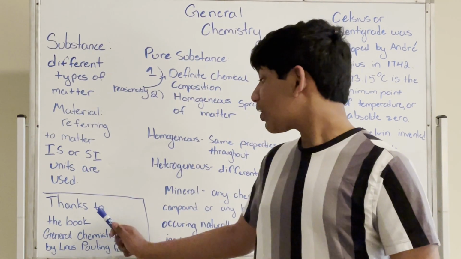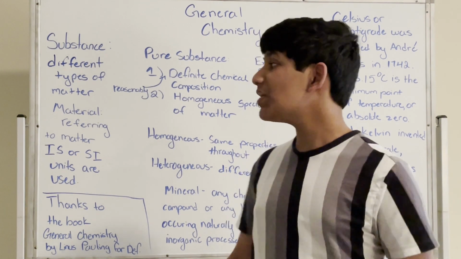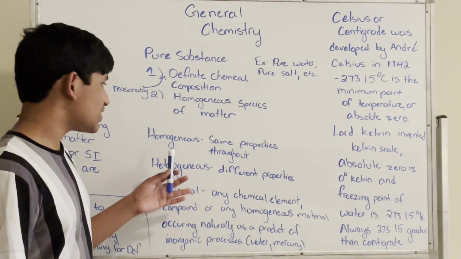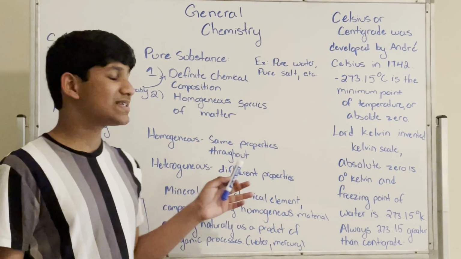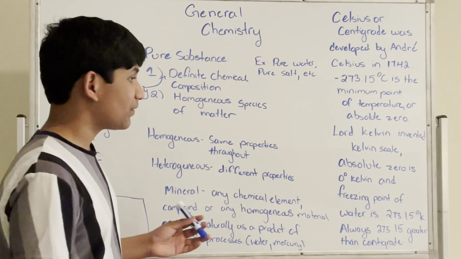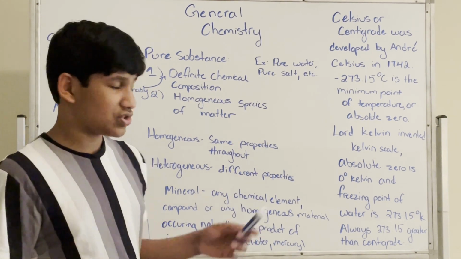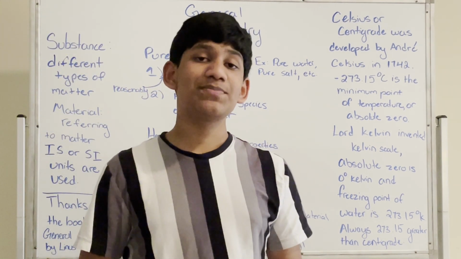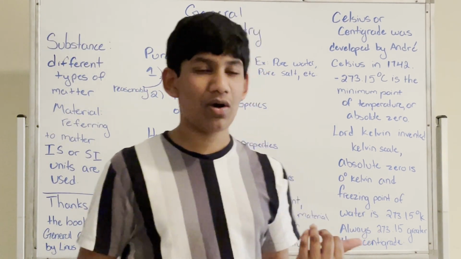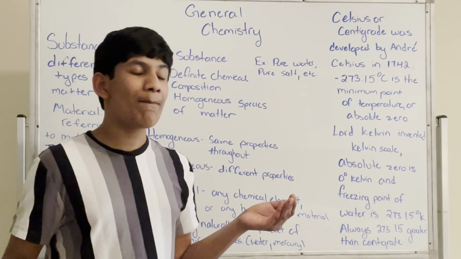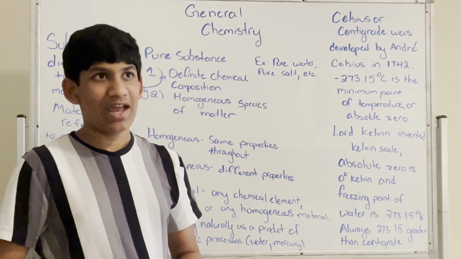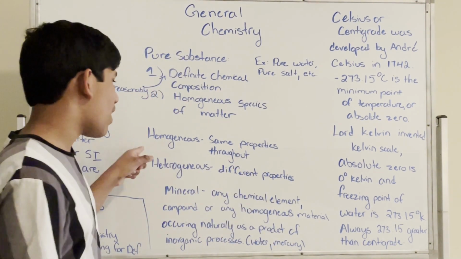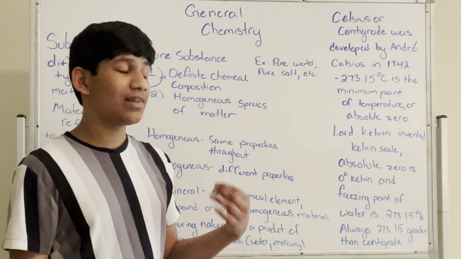Oh, thank you to the book General Chemistry by Linus Pauling for the definitions used in this video. Okay, so homogeneous just means the same properties throughout, and heterogeneous just means different properties throughout. For example, we can have a solution or a mixture. So solutions and mixtures are very important. Now, a mixture has a specific type of definition, which we'll talk about in the next video. But in general, a mixture is just when we're combining multiple things together. And solutions are those multiple things, but more dissolved. Now, there's a more technical definition involving homogeneous and heterogeneous, but we'll talk about that a little bit later.